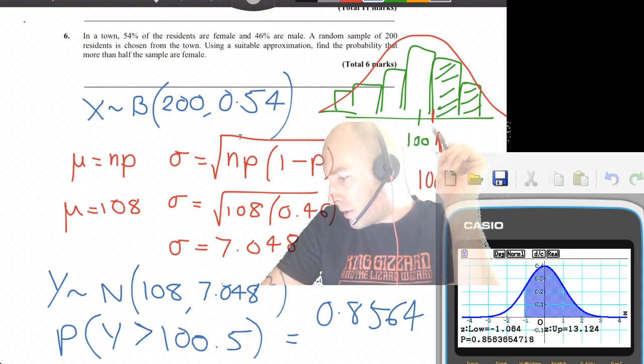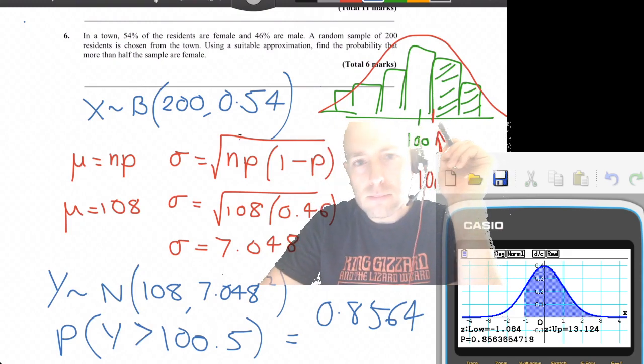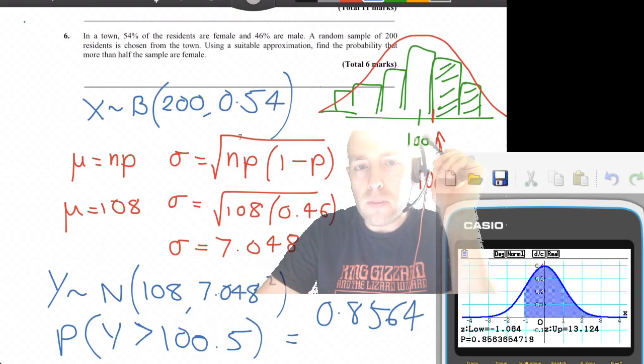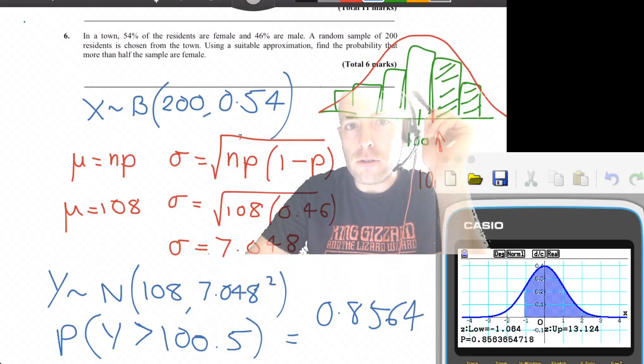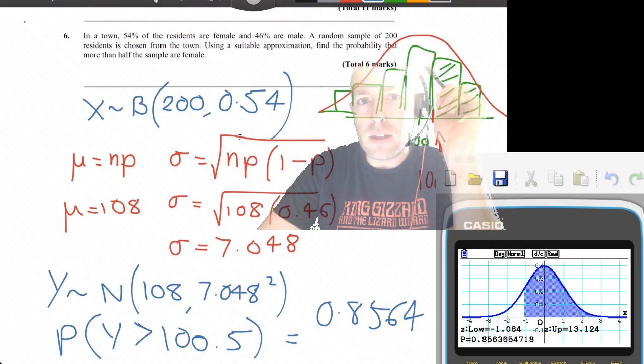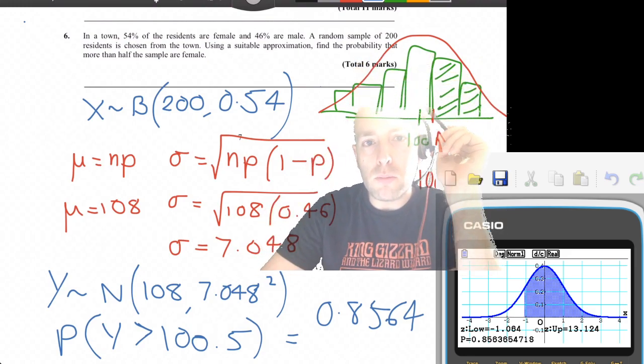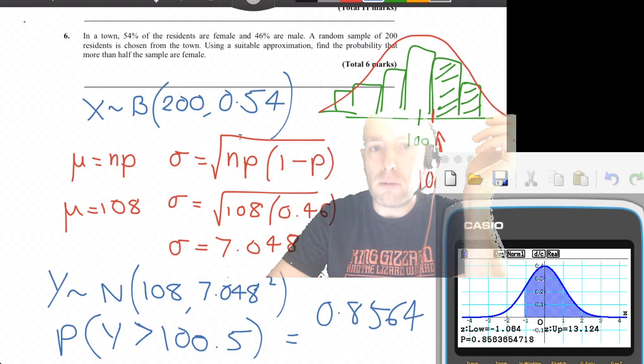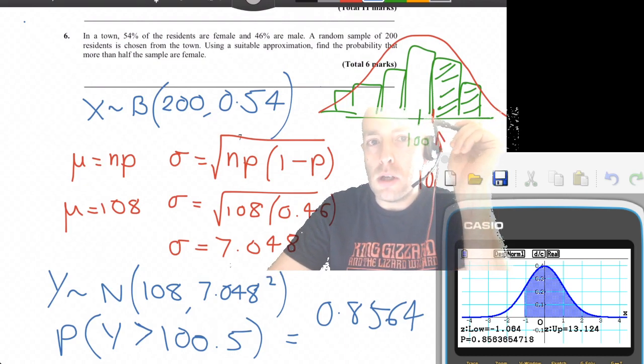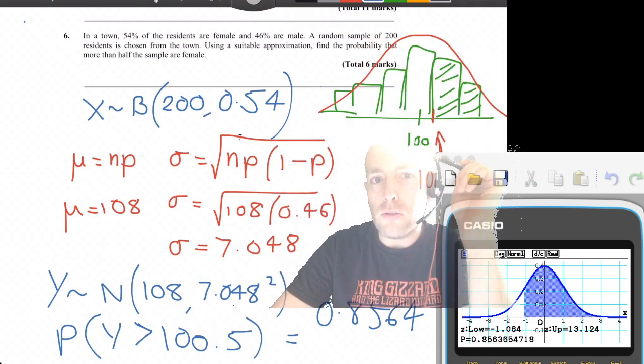To answer Fifi's question first, then, why is it 100.5? Because if we just did 100, we would include half of the 100 bar as well. We don't want that though. We want it to be greater than 100 from our original binomial distribution. So normally we're going to go from 100.5.